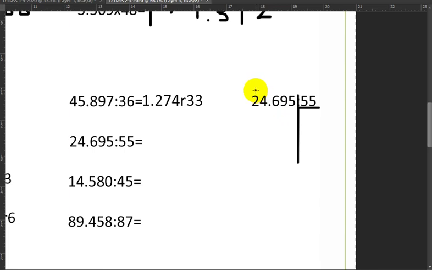Does 55 fit into 24? No. Does it fit into 246? Yes. How many times? How many times does 6 fit into 24? That would be 4 times. So I'm going to try 4 first. 4 times 55 would give me 220.